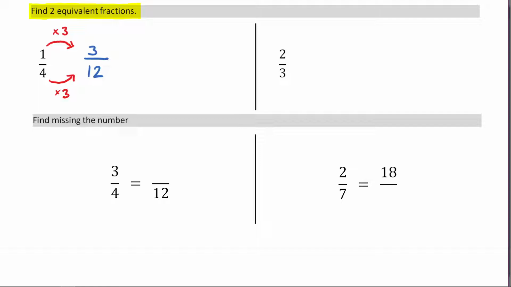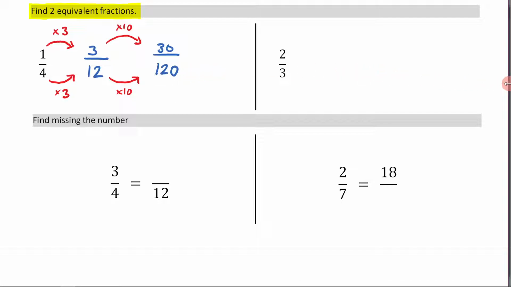Now we need to find another equivalent fraction. So let's take this 3 on 12 and multiply it by something else. Let's multiply it by 10. Remember, because I'm multiplying the top by 10, I must multiply the bottom by 10. You have to do the same to the top as to the bottom. So 3 times 10 is 30, and 12 times 10 is 120. So 1 on 4, 3 on 12, and 30 on 120 are all equivalent fractions. And that means they all have the same value.